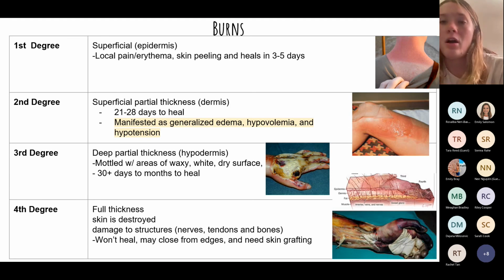And finally, our fourth degree burn is full thickness. You'll actually see tendons, bones, etc. Usually these do not heal. You'll need skin grafting done for these patients.